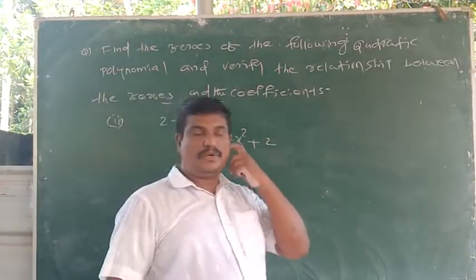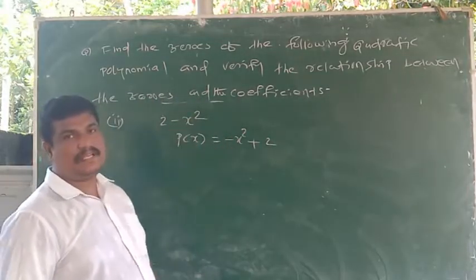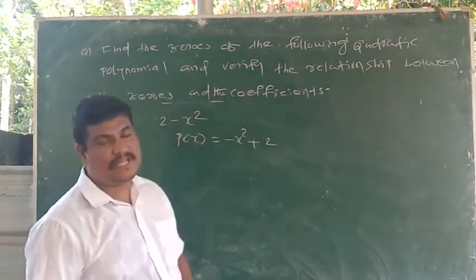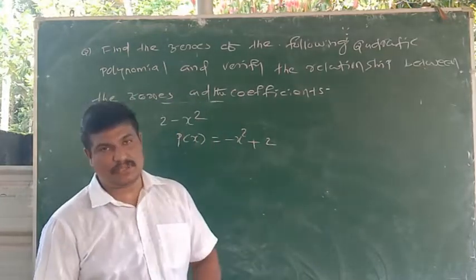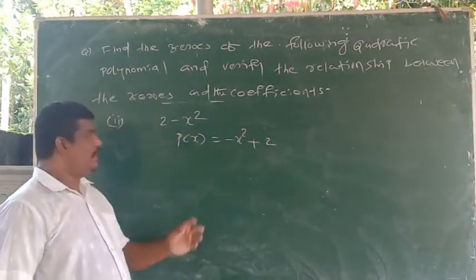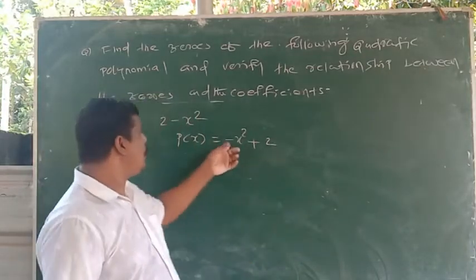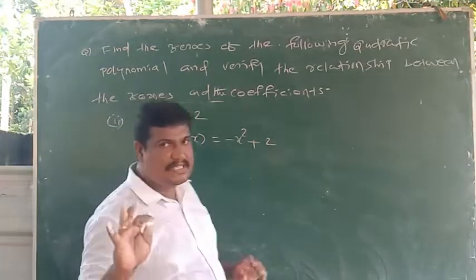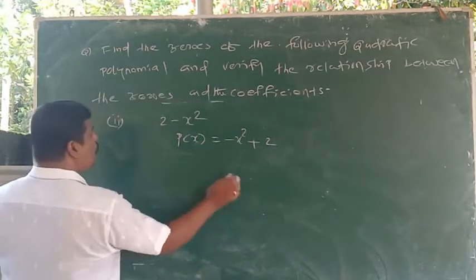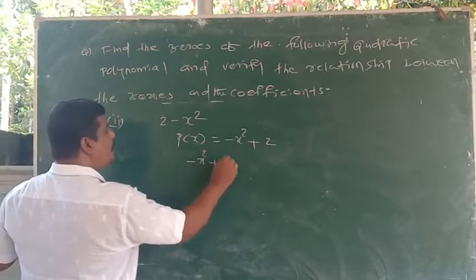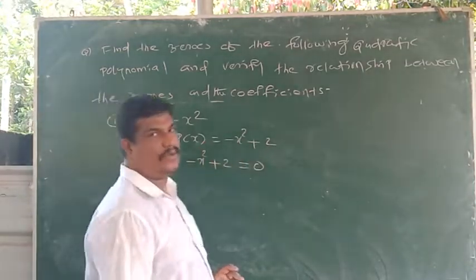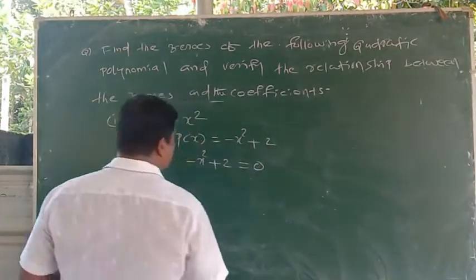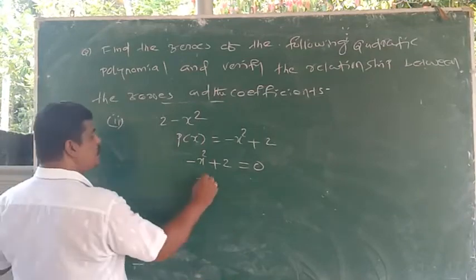Okay. In the first question there were a maximum of 3 terms, and we were splitting the middle term, then finding the zeros. But here there are only 2 terms in the question. Very easy. So first you find out the zeros, no splitting of the middle term. It is another method. So the polynomial, equate it to 0. Minus x square plus 2 equal to 0. Then what is minus x square?